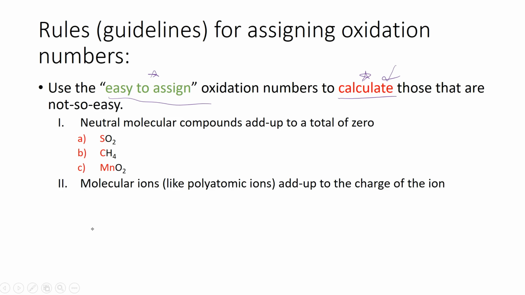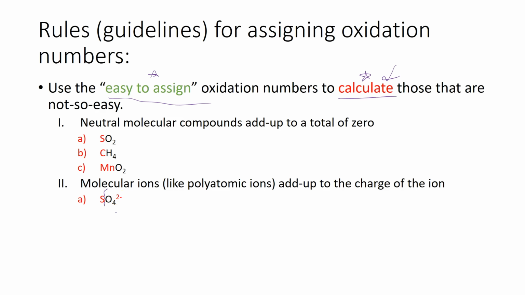All right, moving on. Sometimes we have molecular ions, which would be our polyatomic ions. And they're not neutral, right? So rather than setting things equal to 0, we're going to set it equal to the actual charge. So in the sulfate polyatomic ion, here's my two sides, my sulfur side, my oxygen side. They're not going to add up to 0. They're going to add up to this charge right there, which is -2.